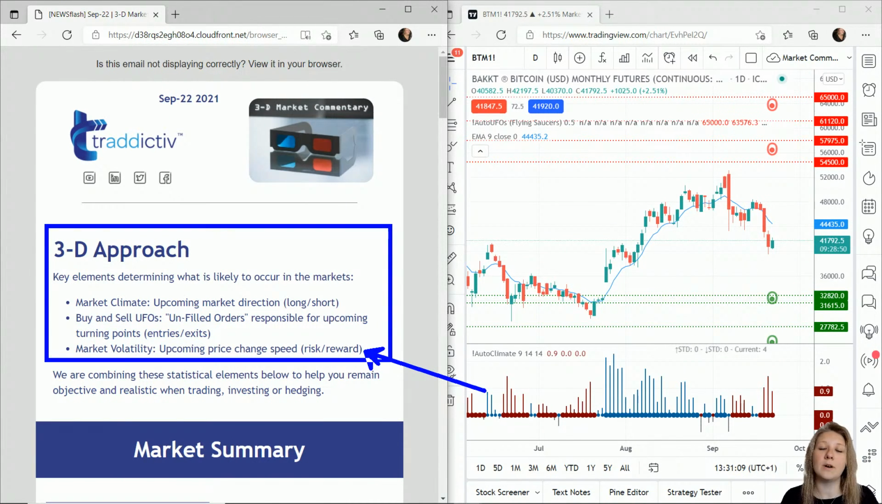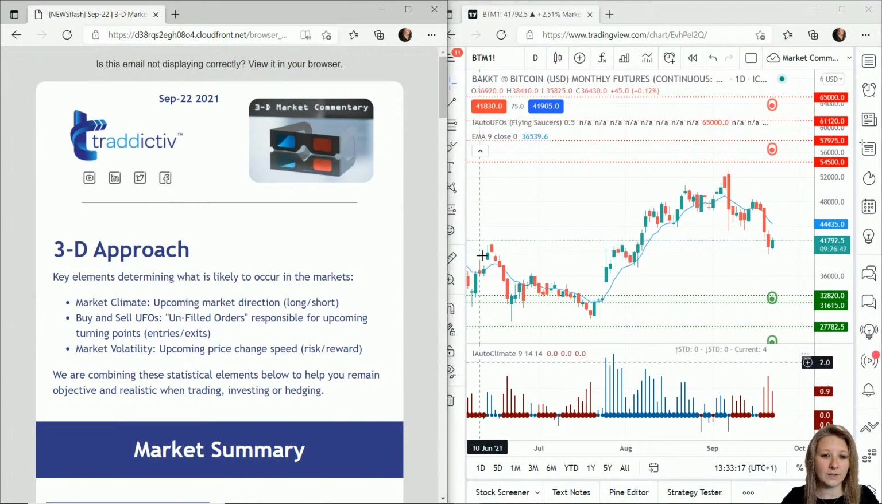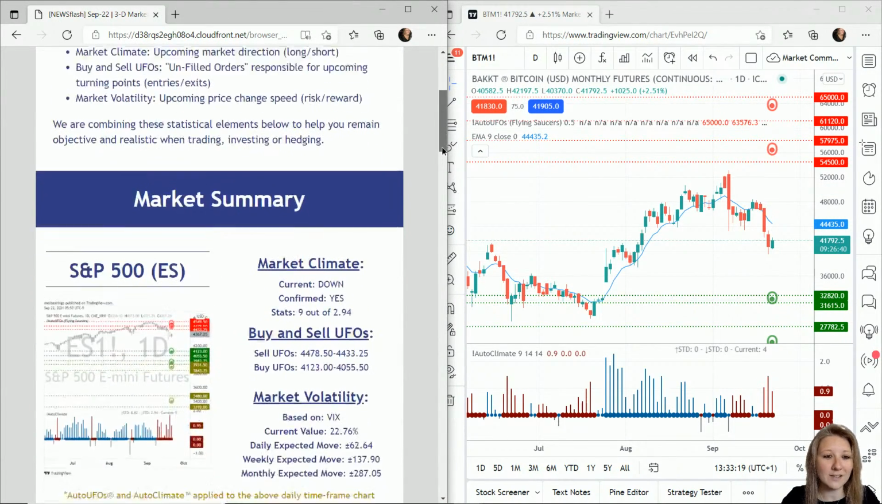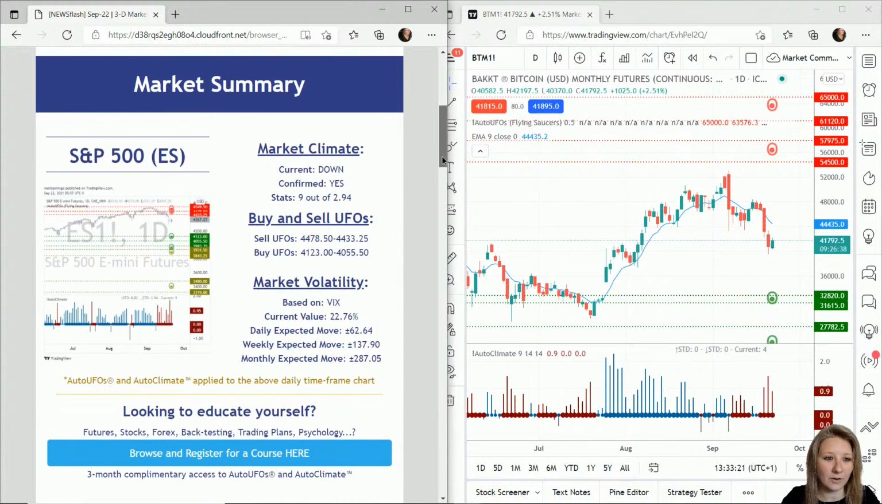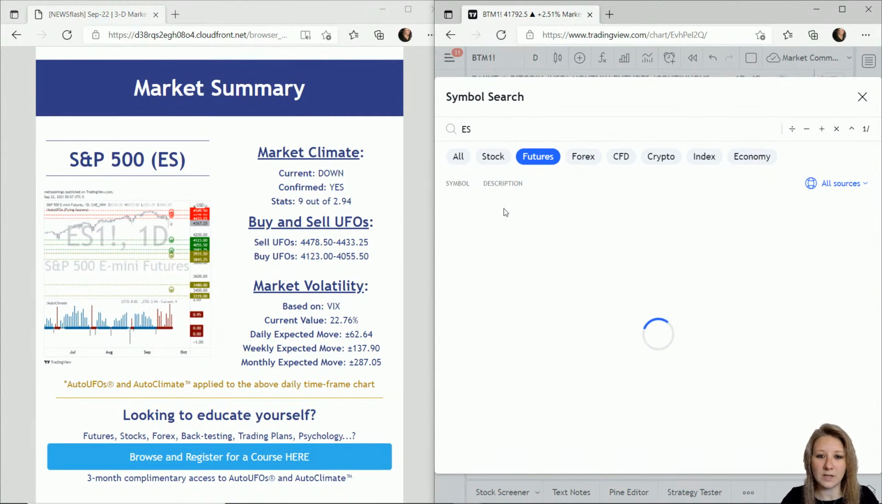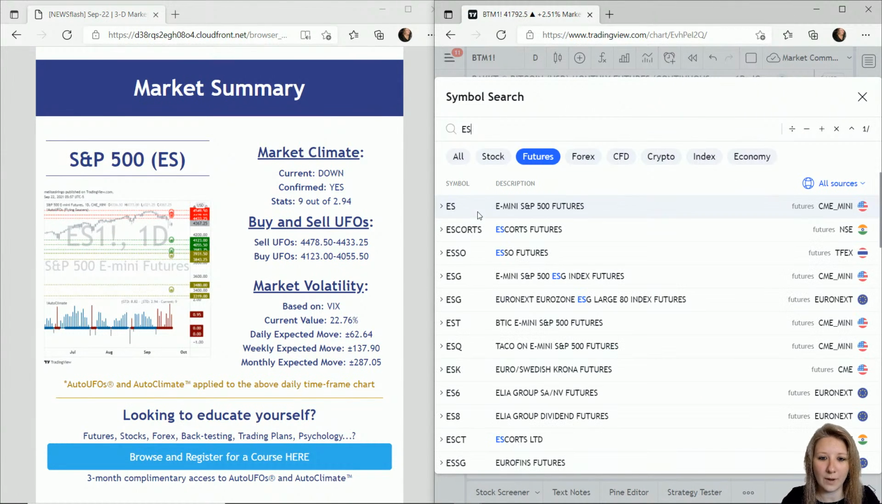And then we want to look at market volatility. How quickly can we expect these markets to move? So let's go and have a look at each of these markets, starting with the S&P 500. Now the S&P 500 is the top 500 US stocks.